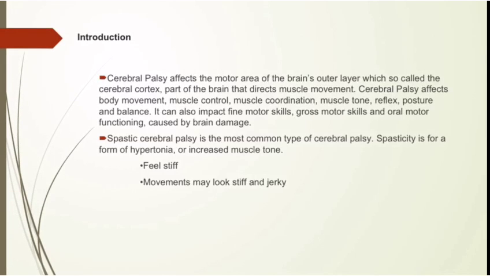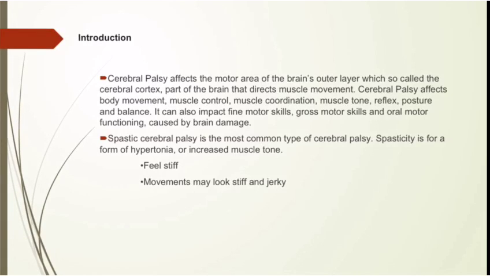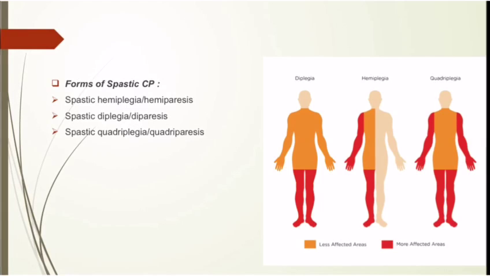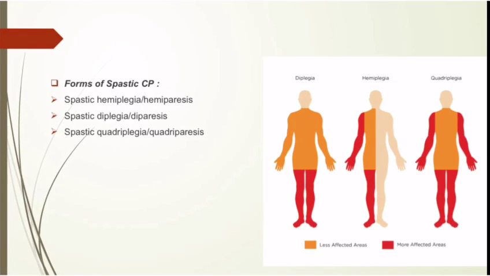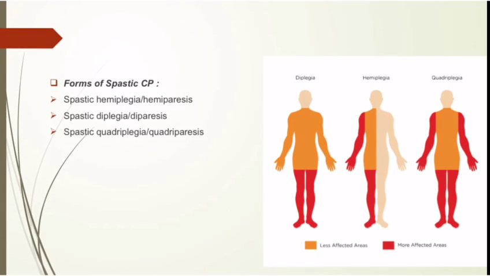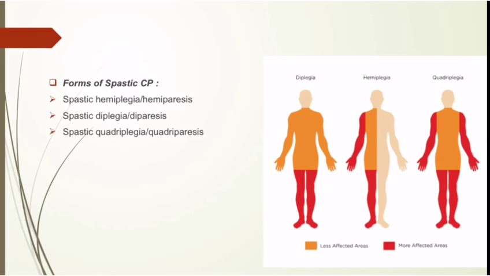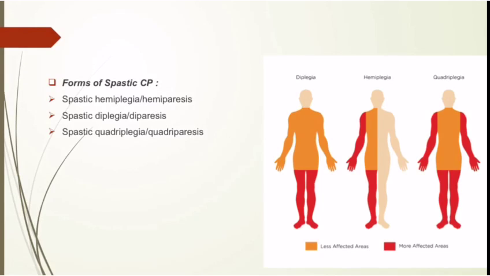Spasticity is a form of hypertonia, or increase in muscle tone. People who have this may feel stiff, and movements may look stiff and jerky. There are three forms of spastic cerebral palsy. First is spastic hemiplegia or hemiparesis, second is spastic diplegia or diparesis, and third is quadriplegia or quadriparesis.